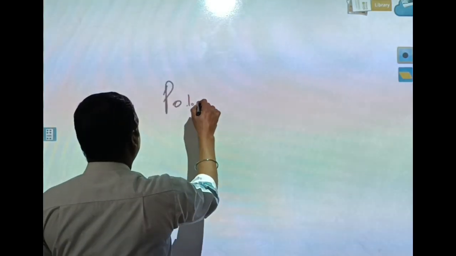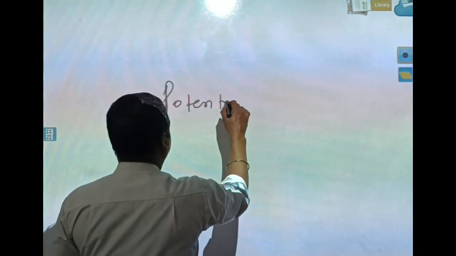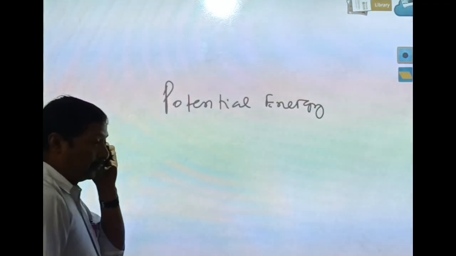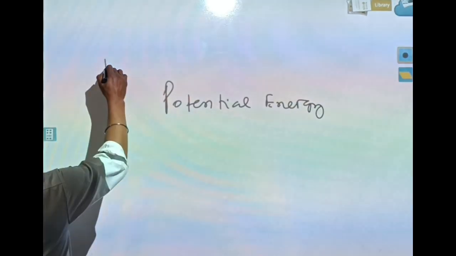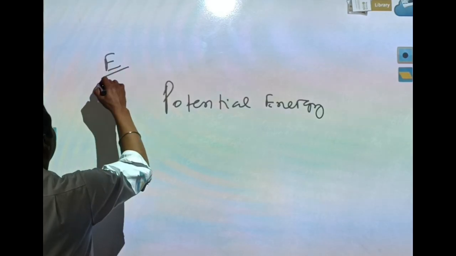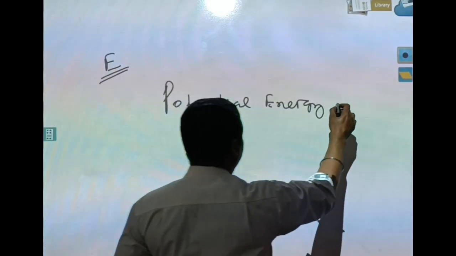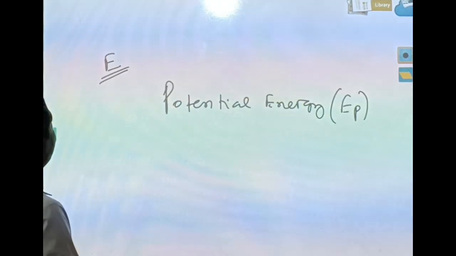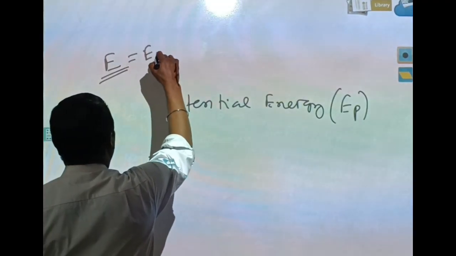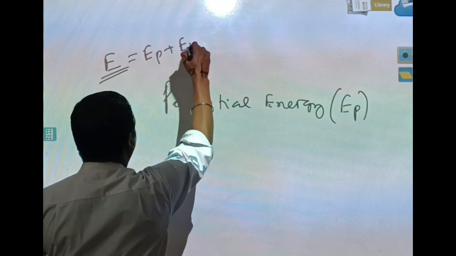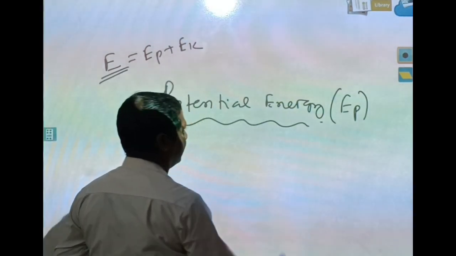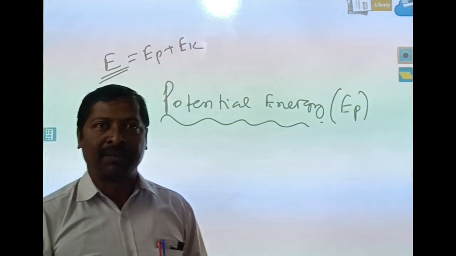So, first, what is potential energy? Mechanical energy is denoted as E, but potential energy is denoted as EP. So, energy E is equal to EP plus EK, and EK is the kinetic energy. First we will learn about potential energy, what it is and its mathematical expression.